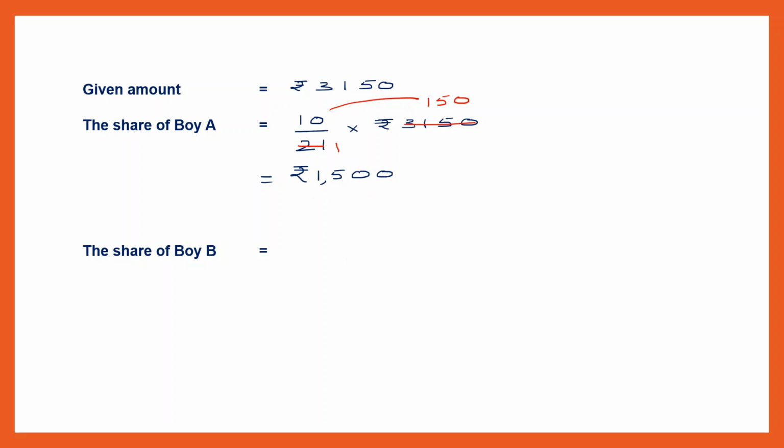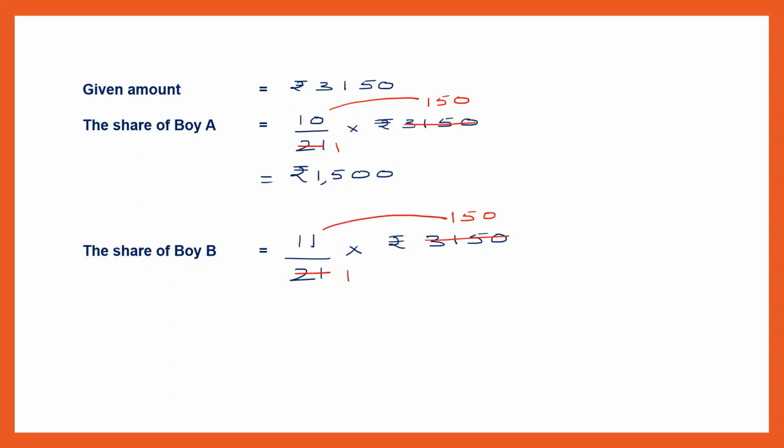So the second number in the ratio is 11 divided by the sum of the ratios, that is 21, into rupees 3150. It is the same step as this. Only difference is here we are writing 10, which is the share of boy A, and here we are writing 11. Otherwise, 21 is the same, 3150 is the same. So cancelling is easy because it's already done. 21 ones are 21 and 21 into 150 is 3150.